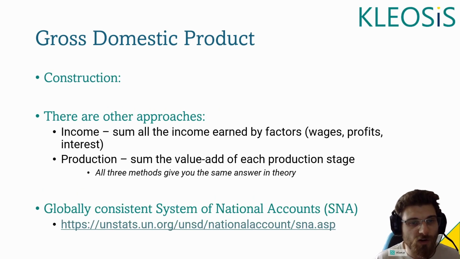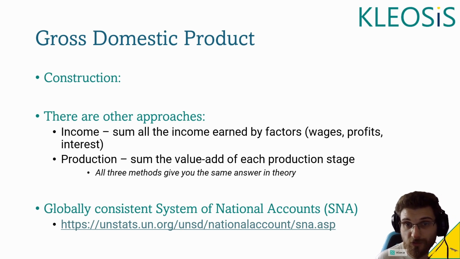As part of the gross domestic product calculation process, there are some other approaches which we can use, which are also globally recognised. They are the income approach, which is where we take all of the incomes that are earned by the different factors. So labour earns wages, businesses earn profits, and capital earns interest, and we sum all those together. And then there's a third approach, which is called the production approach, and that's where we calculate what's called the value add of each stage of production.